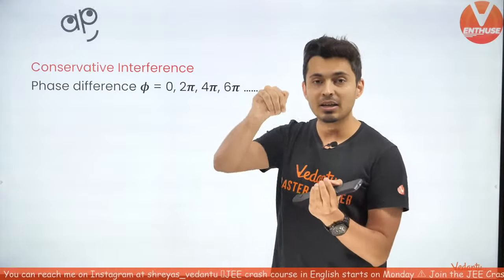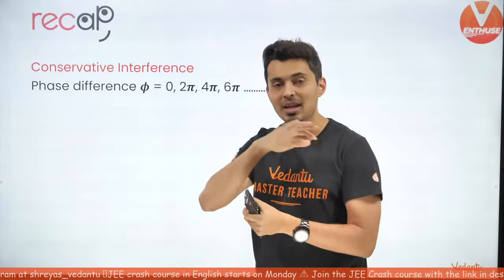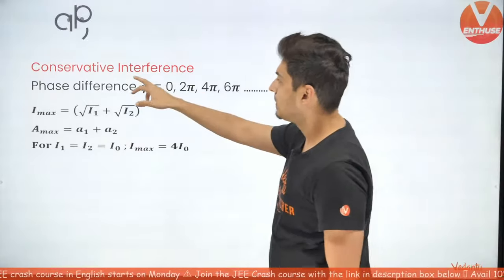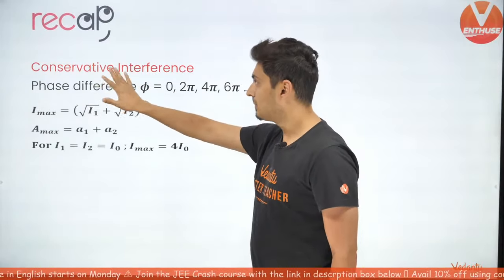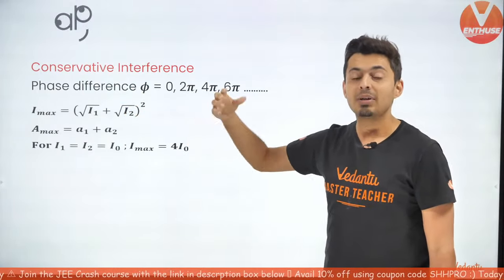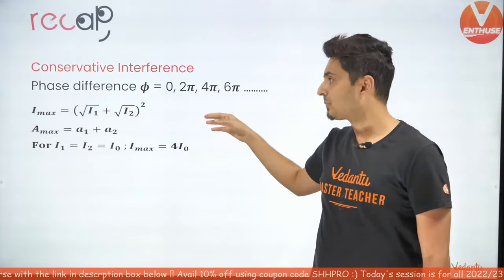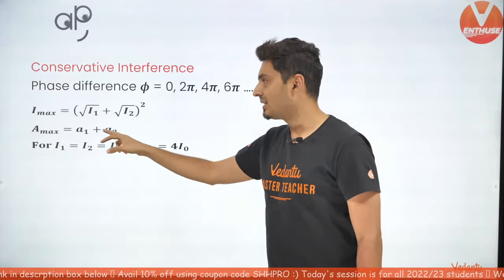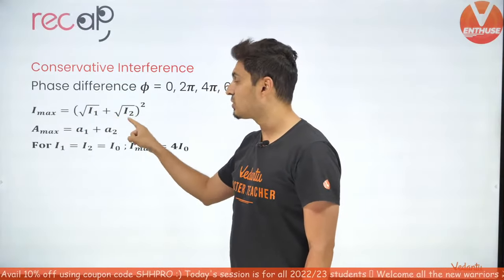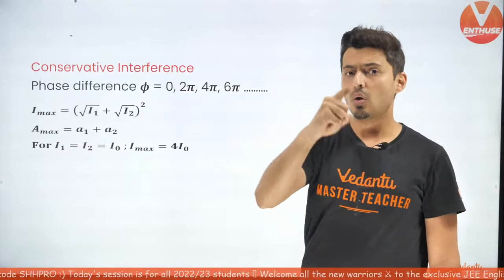And in destructive, the crest and the trough arrive together. So because of which the crest cancels the trough and you see the nullified effect. This should not be conservative, this should be constructive. Ignore that. So this should be constructive interference. The phase difference is 0, 2 pi, basically all multiples of 2 pi radians, 2 pi, 4 pi, etc. And the amplitude just adds. Remember, the amplitude just adds and the maximum intensity is given by root I1 plus root I2 whole square. Is that clear? Root I1 plus root I2 whole square.